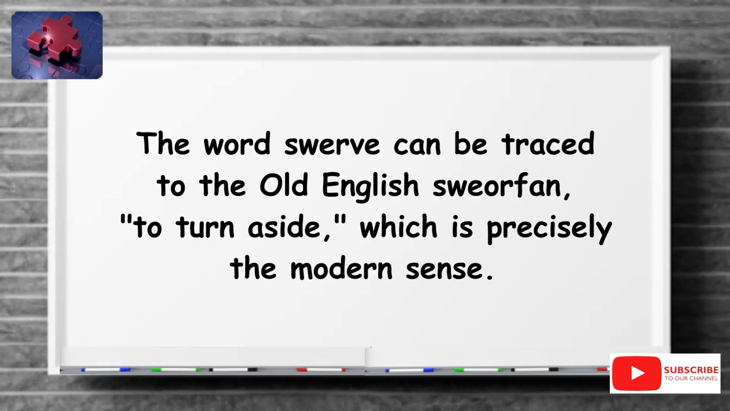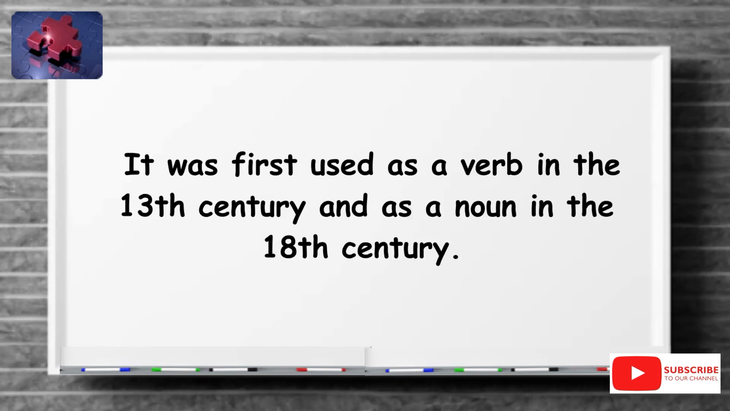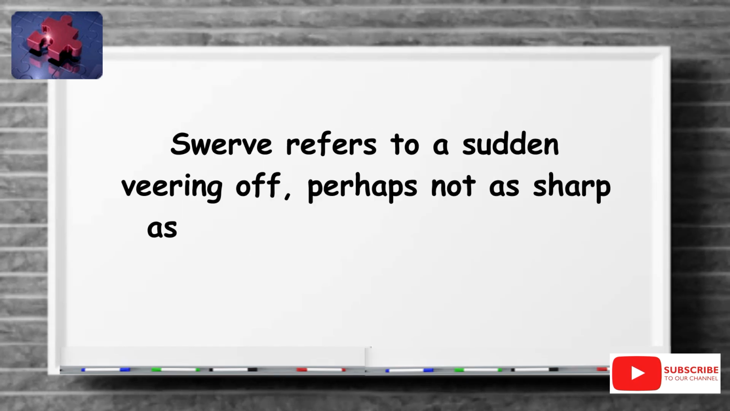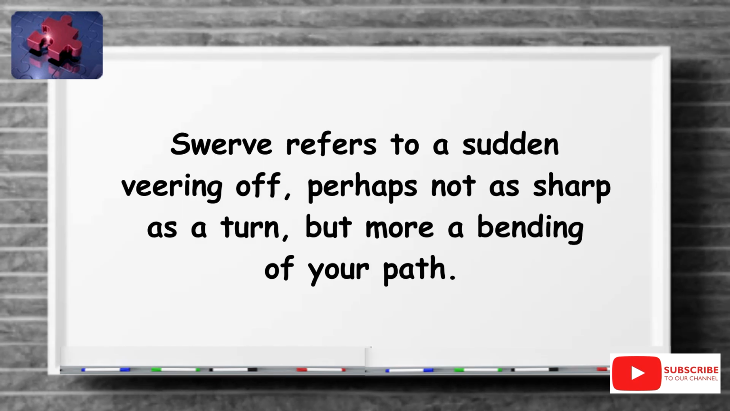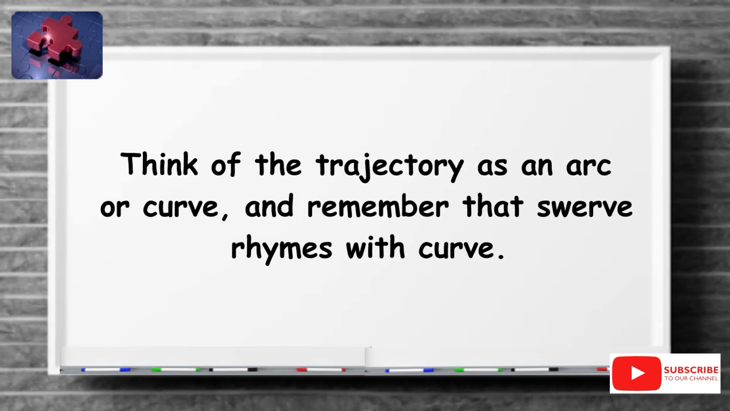The word swerve can be traced to the Old English swerfan, to turn aside, which is precisely the modern sense. It was first used as a verb in the 13th century and as a noun in the 18th century. Swerve refers to a sudden veering off, perhaps not as sharp as a turn, but more a bending of your path. Think of the trajectory as an arc or curve, and remember that swerve rhymes with curve.